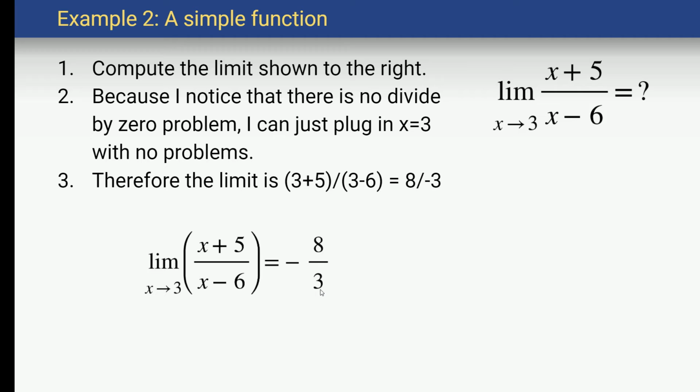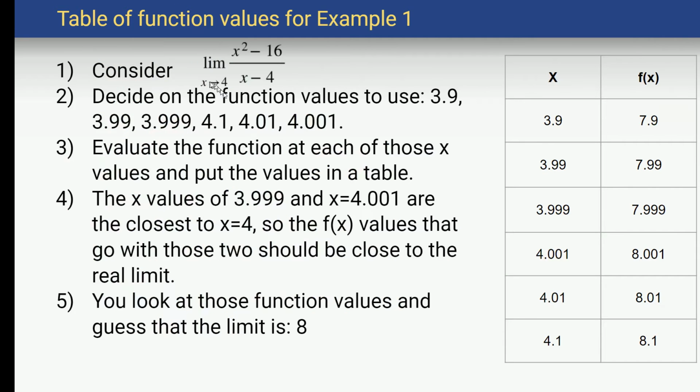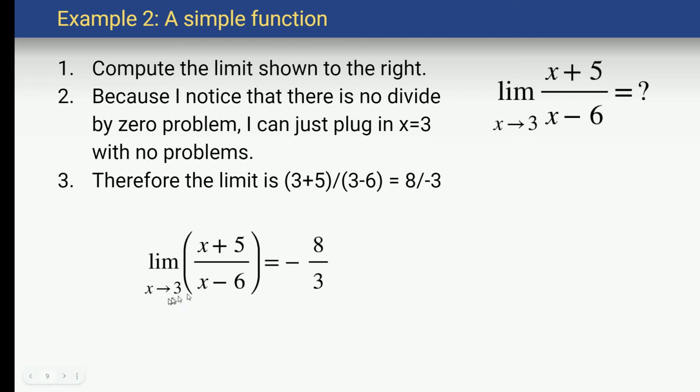And the reason I'm bringing that up now is because the divide by 0 business is really what is stopping you from being able to do this in general. On the example where we had the limit as x approaches 4 and x minus 4 in the denominator, there's a hole at 4. That's what made us have to do the table. If there's no hole at 3, which there isn't, then just plug in 3.